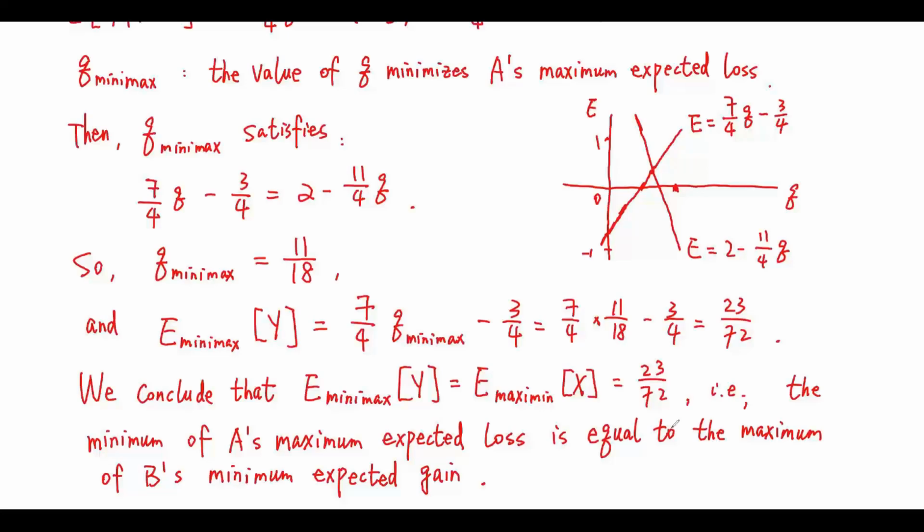We conclude E minimax Y equals E max min X. This says the minimum of player A's maximum expected loss is equal to the maximum of player B's minimum expected gain.